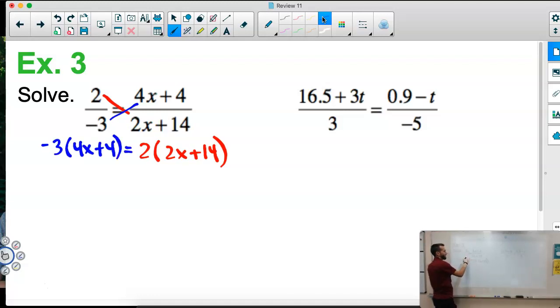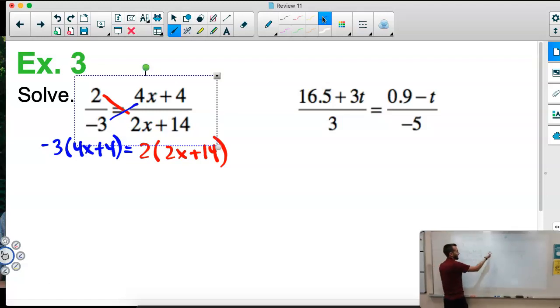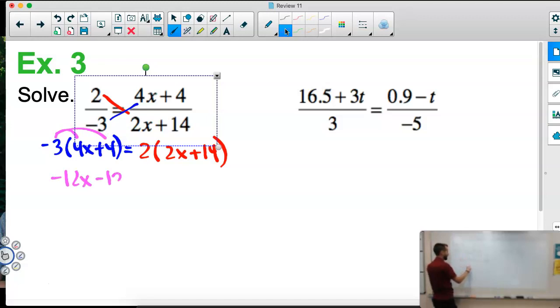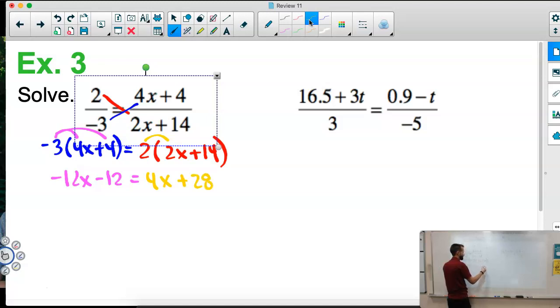So I'm doing negative 3 times 4x plus 4 and 2 times 2x plus 14. And I'd have to do the distributive property on both sides. So over here, negative 12x minus 12 equals, on the other side, 4x plus 28. And then I have to solve.